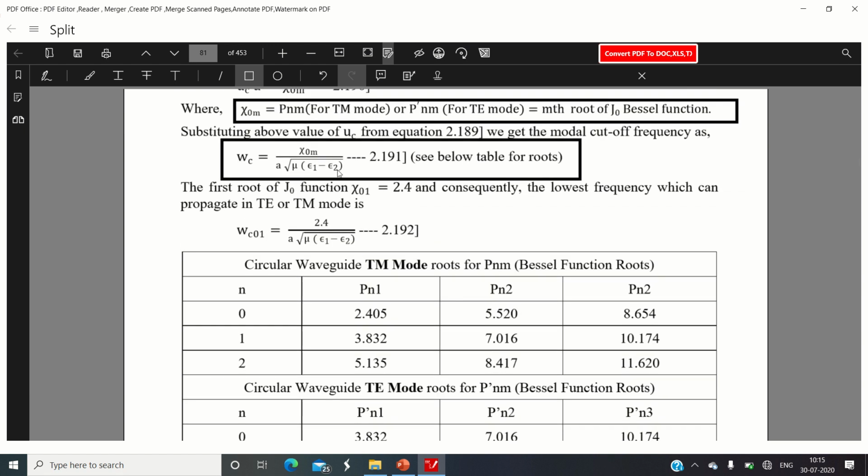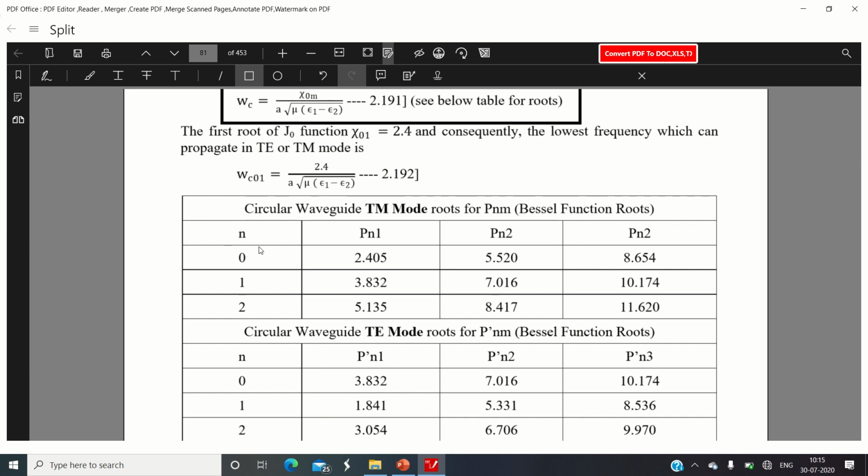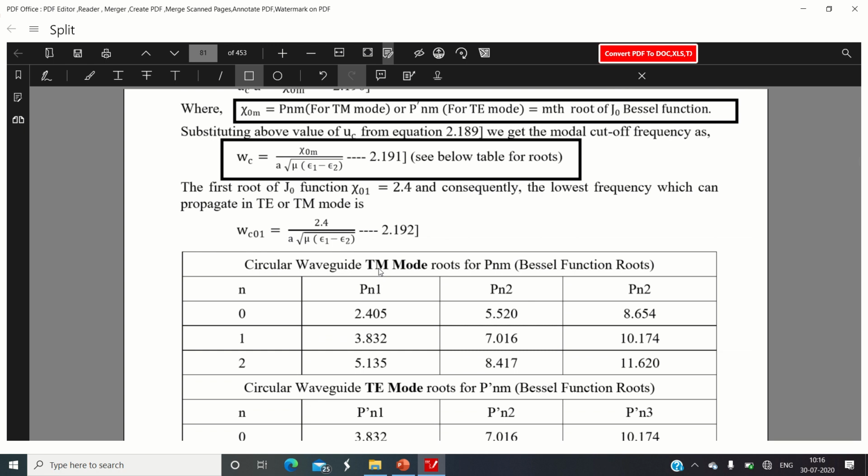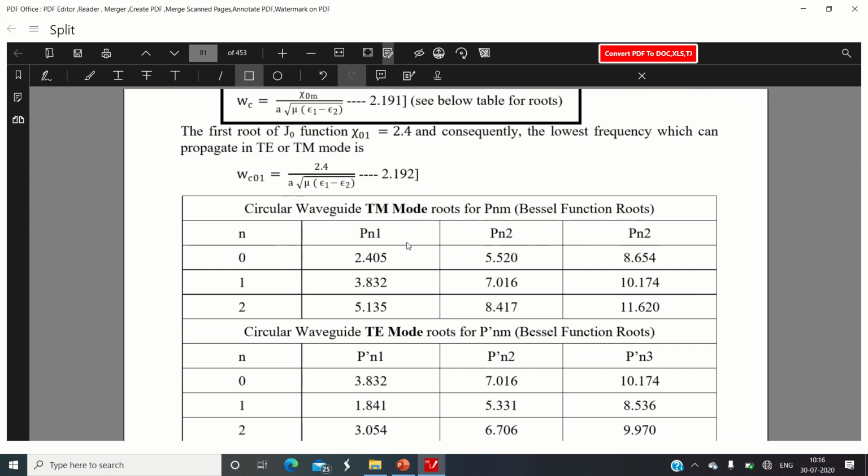So for TM mode, we already know it is expressed as pnm, where n can be from 0 to 1, while m can proceed from 1 to 3, right? So these are the root values. Depending upon the given mode of operation, you can substitute the value of these roots of the Bessel function into the cutoff wave number. Okay, so the first root of the Bessel function over here is p nm.